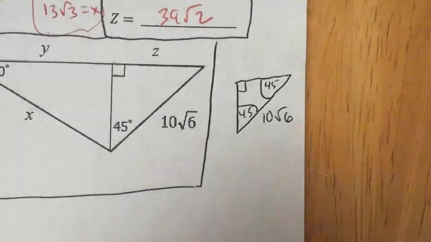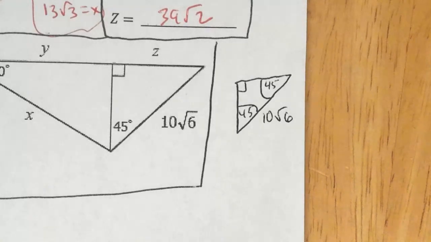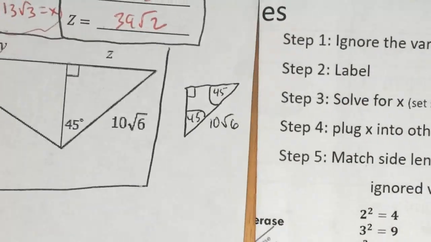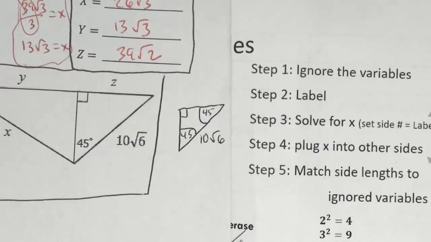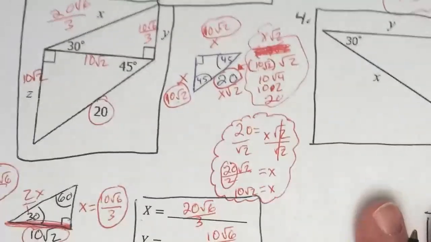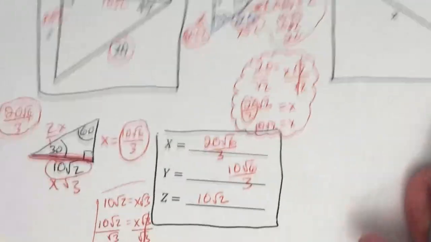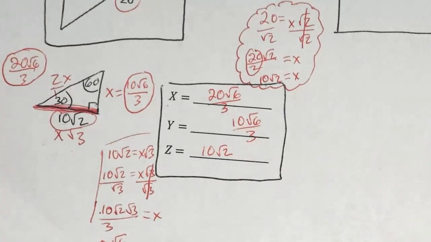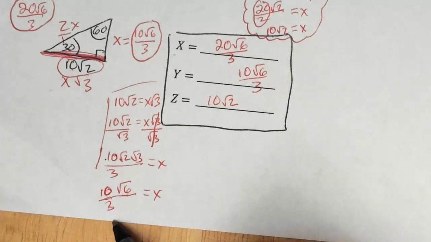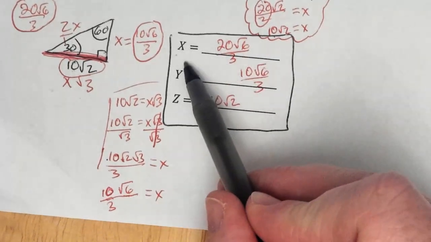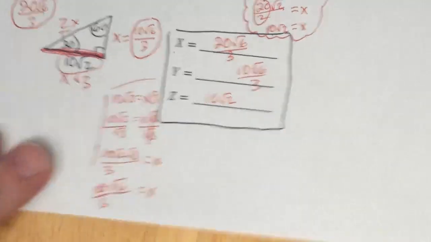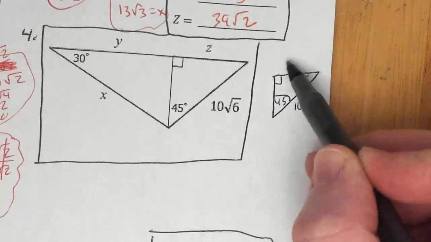Step 1, ignore the variables. So we're going to ignore the variables. And the reason is because we don't want their x and our x. We don't want to think that their x and our x are the same, because they're not. So like look back up over here. You see our black x was 20 radical 6 over 3. Well, up here, our red x was 10 radical 2. And over here, our red x was 10 radical 6 over 3. See, our black x may have nothing to do with these other x's. So just putting that up there. That's step one, ignore your variables. Okay, so we're going to ignore our variables by not even writing them down.